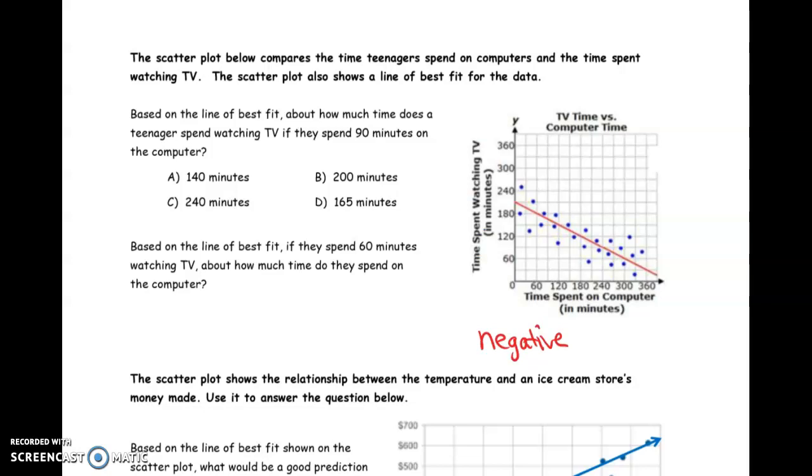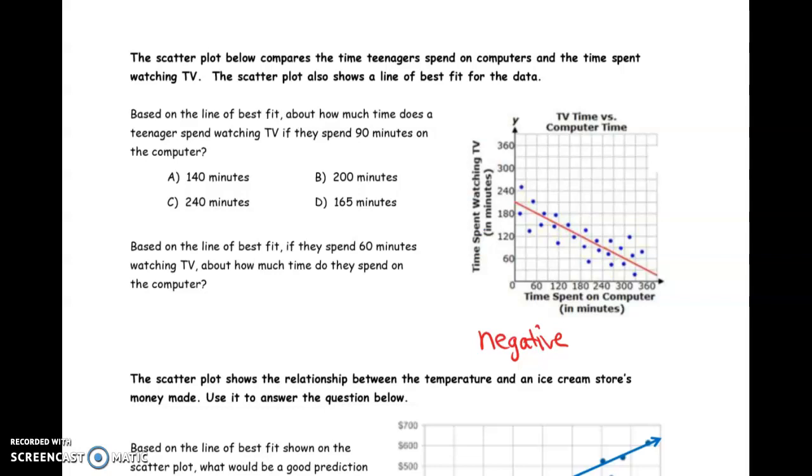That should make sense because as the time someone spends on the computer increases, the time they're spending watching TV would decrease. And you'll notice that line again is a good line of best fit because it follows the trend or the pattern of the data well, right? About the same number of points above and below, follows sort of the same slope of the data. So it's a good representation of the data.